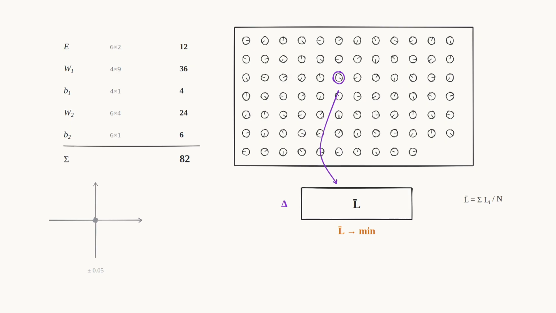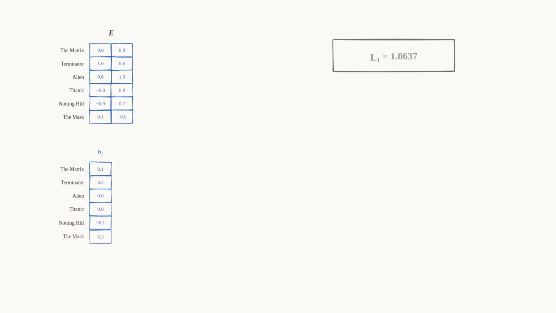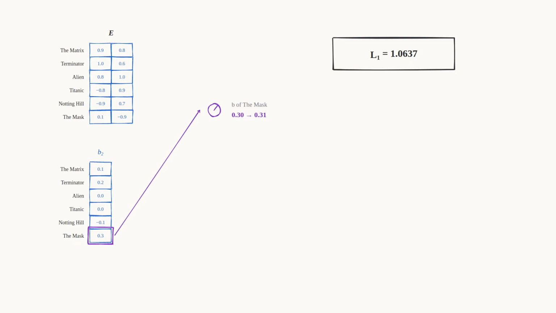Let's start with the most honest way, the one that would occur first to any of us. Method 1, the honest one. Turn a knob and watch what happens. For simplicity, let's take not the average loss, but the loss of our first example. The readout shows 1.0637. From now on, we're watching the 4th decimal place. Experiment 1, the knob, the mask's bias, currently 0.3. Turn it up by 100th, 0.31.